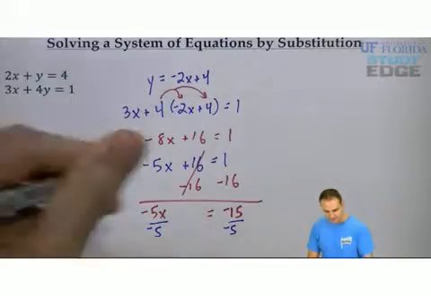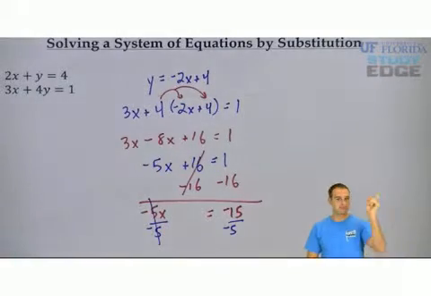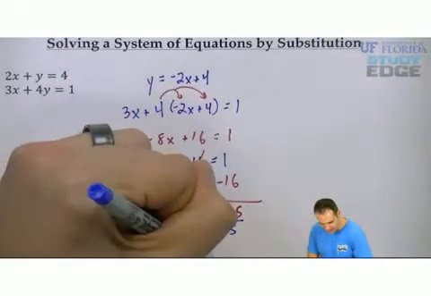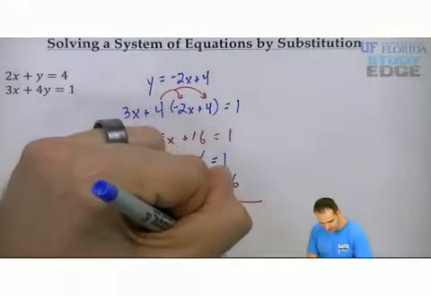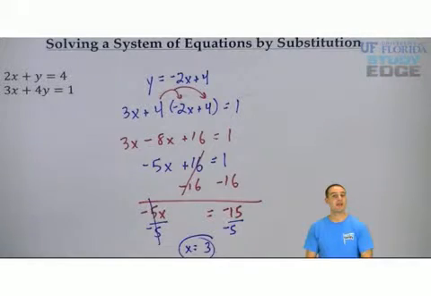Negative over negative is positive. Over here, the negative 5s just simplify. And you get x equals 3. Am I done?